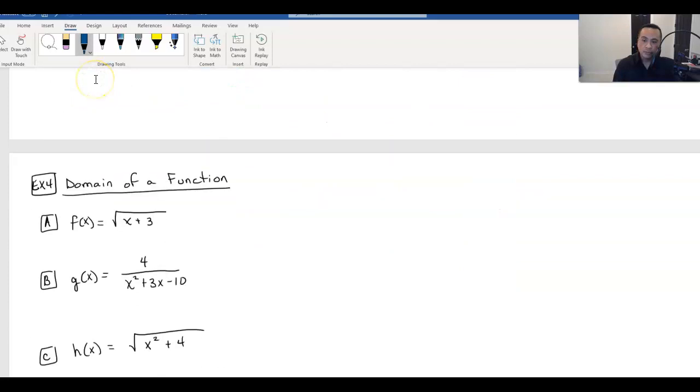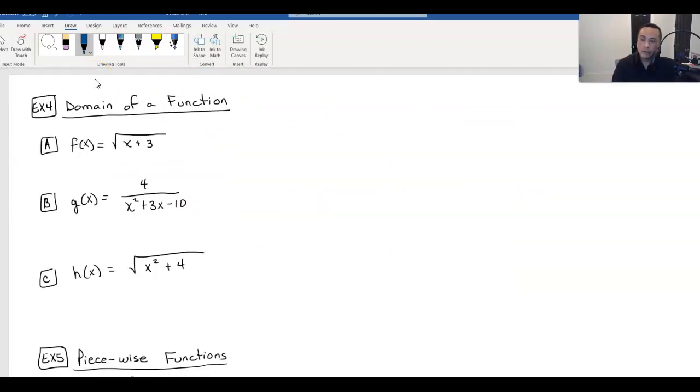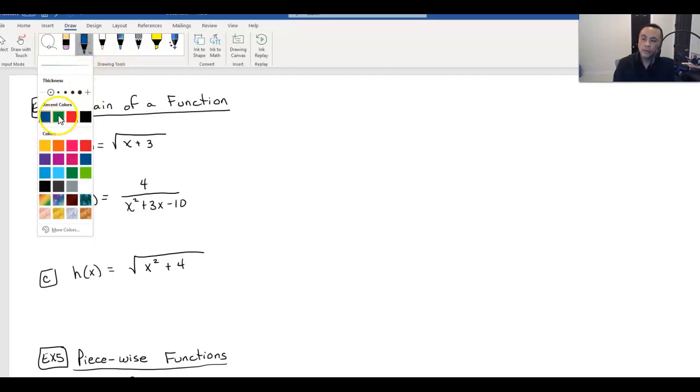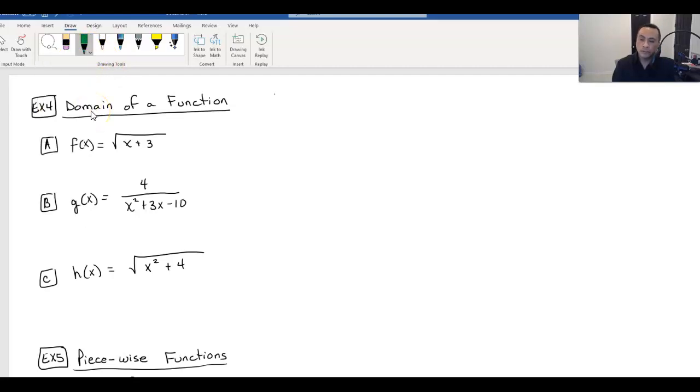Again, we'll talk more about this during class, but here we go. Example 4. We are looking at the domain of a function. Now, I am going to specifically talk about the domain of two particular functions. I'm going to talk about the domains of radical functions, and basically those are the square roots. We're going to talk about the domain of rational functions, and rationals are the ones that have some sort of variable here on the denominator.